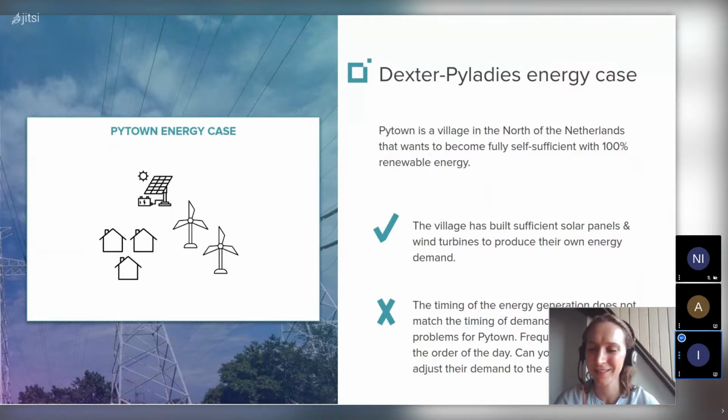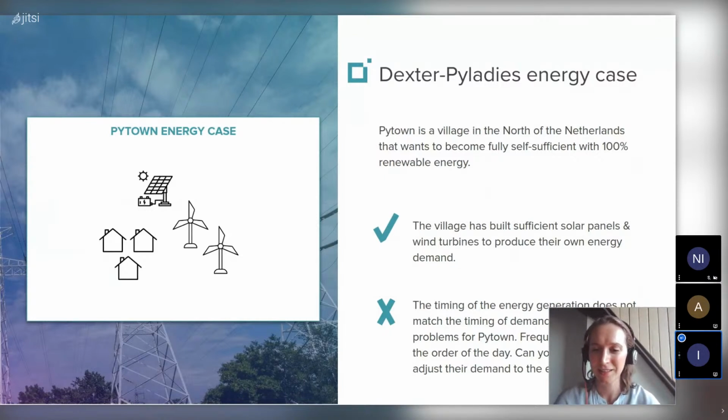It's called Pytown, in the north of the Netherlands. And it's a very awesome village because they already have enough solar and wind turbines to produce enough renewable energy for themselves. So they're really not connected to any grid. They want to live fully on their own renewable energy. However, they do experience some problems with what I just mentioned, that the energy is not available at the moment that they want to use it.